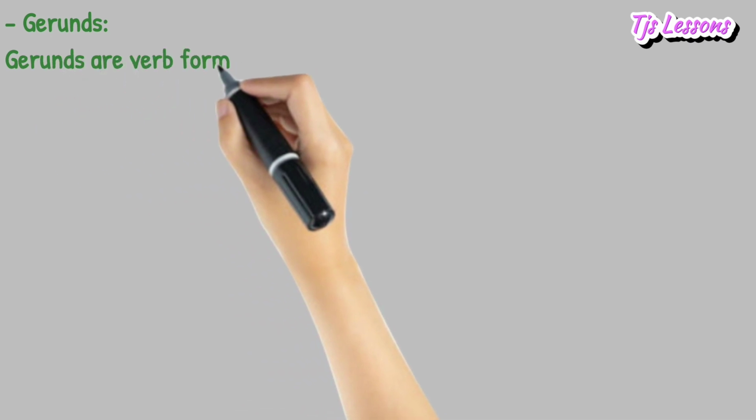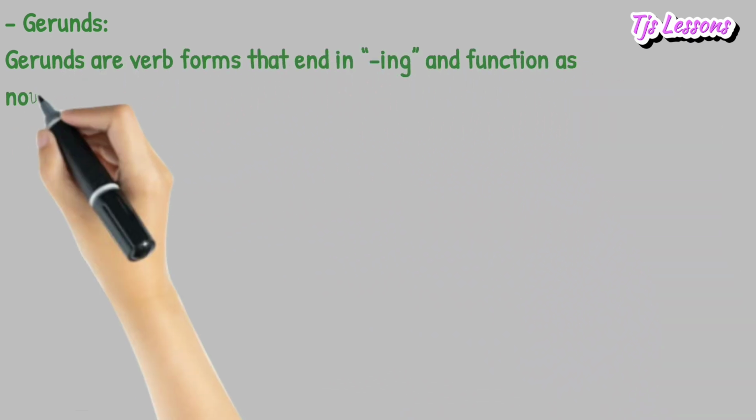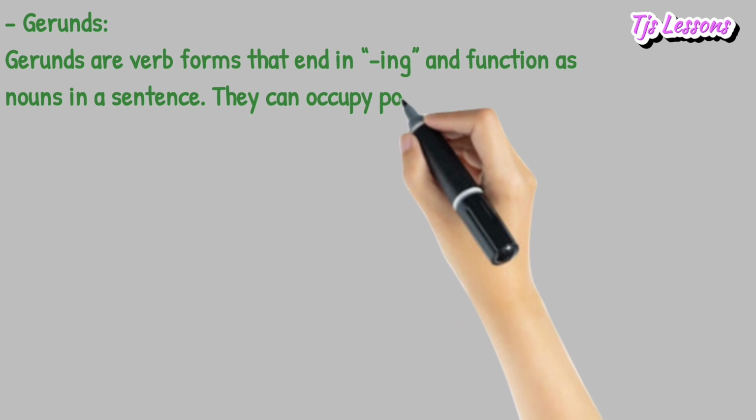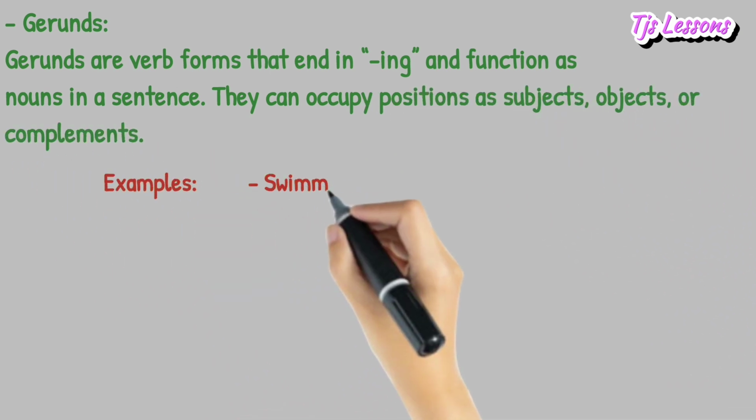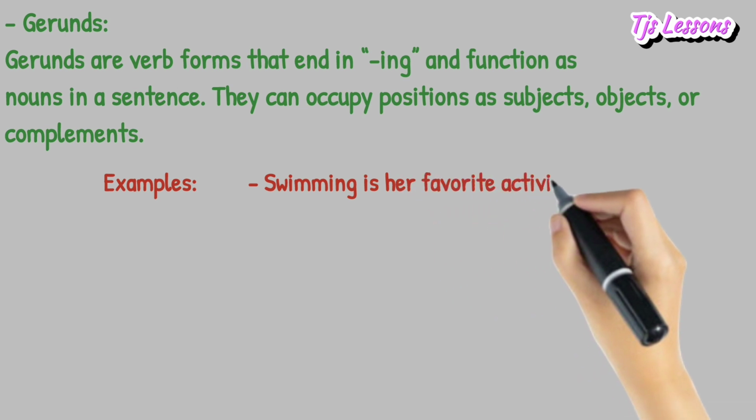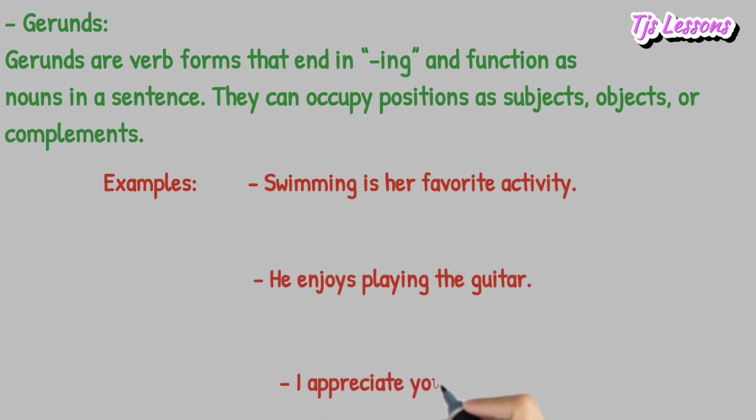Gerunds. Gerunds are verb forms that end in ing and function as nouns in a sentence. They can occupy positions as subjects, objects, or complements. Examples. Swimming is her favorite activity. He enjoys playing the guitar. I appreciate your helping. In these sentences, swimming, playing, and helping are gerunds.